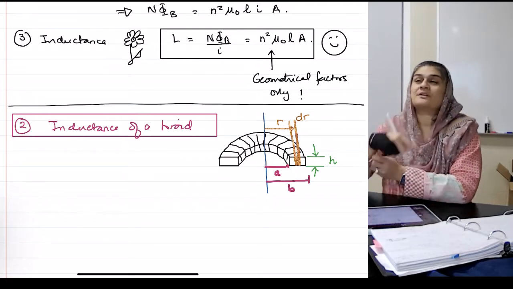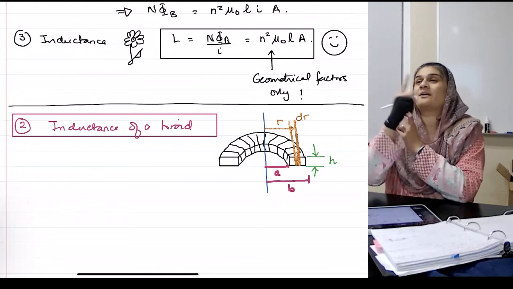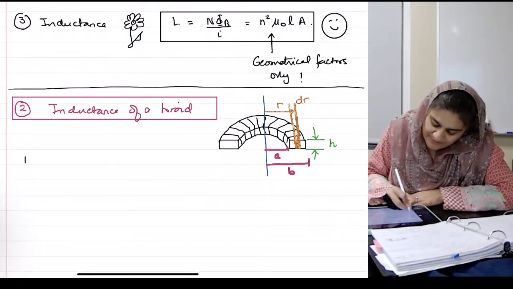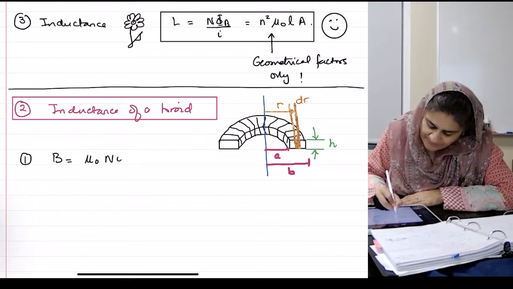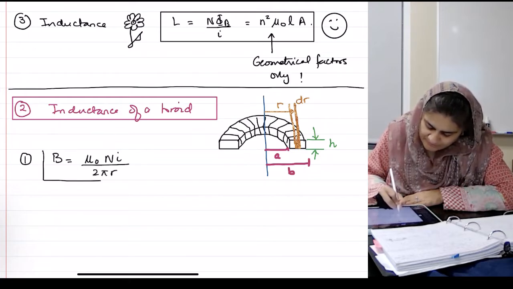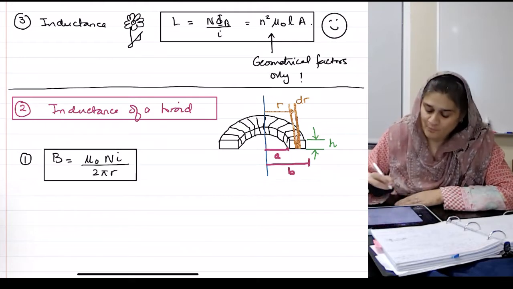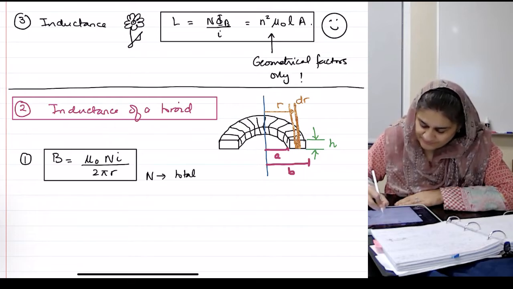And suppose the current is running through the wires that are coiled. What's a B field for a toroid? Where N is the total number of turns.